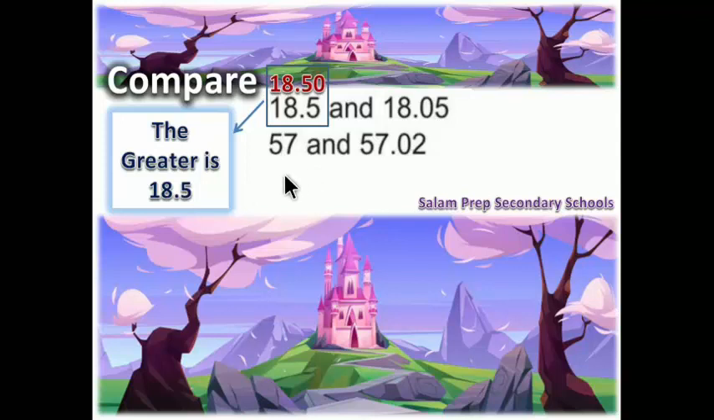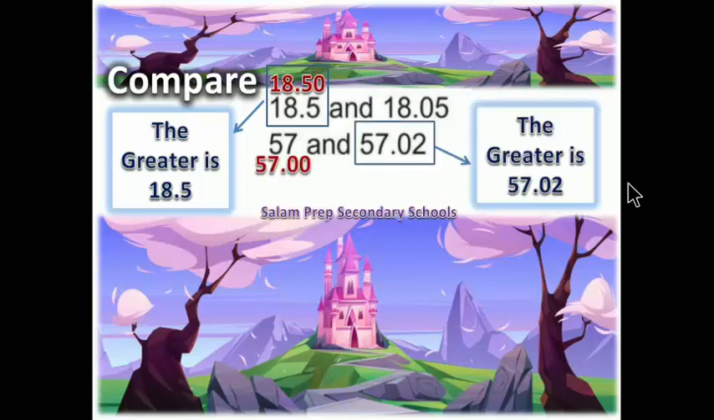The second problem, 57 and 57.02. Look, the whole numbers are the same, so we need to look at the decimal part. But take care, the first number doesn't have a decimal part, so we need to put a decimal point and how many zeros? Excellent. 2 zeros. Like this, 57.00. And the second number 57.02. The whole numbers are the same. We need to look at the decimal part. The first number has decimal part 0.